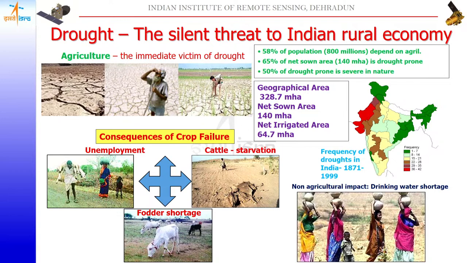If I'm talking about the frequency of drought, as mentioned in the same slide, for the period 1871 to 1999, the western part of the country, specifically the western Rajasthan region and then the Kutch region, has the highest frequency in terms of occurrence or recurrence of drought. Following this, the areas of eastern Rajasthan, eastern Gujarat, the Marathwada region, Bellary, and parts of the Telangana region are also significantly affected because of moderate to severe drought conditions in the particular area.